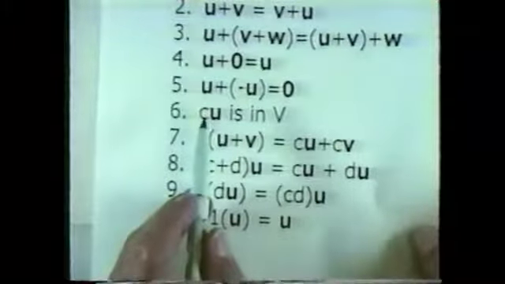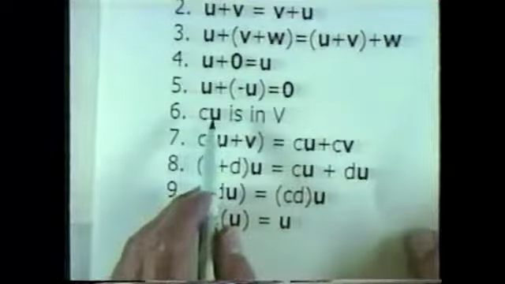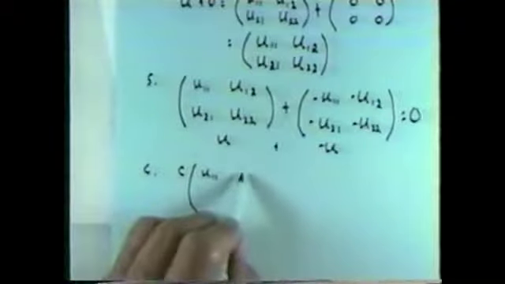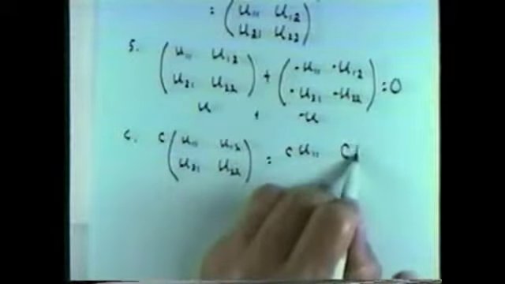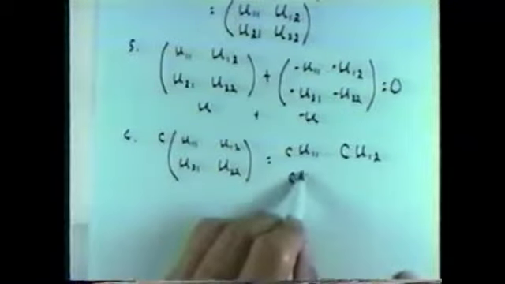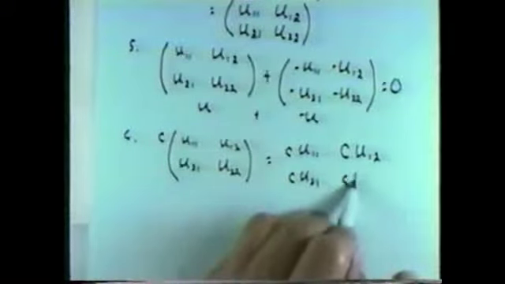Property 6 says that the set is closed with respect to scalar multiplication. So let's look at C times U, which would be U11, U12, U21, U22. Well, by definition of scalar multiplication with a matrix, that's just going to be C U11, C U12, C U21, C U22, which is, again, a 2 by 2 matrix. So scalar multiplication is closed.